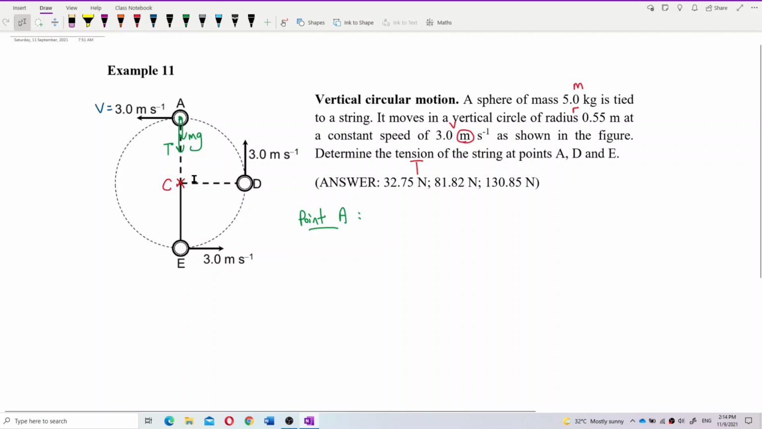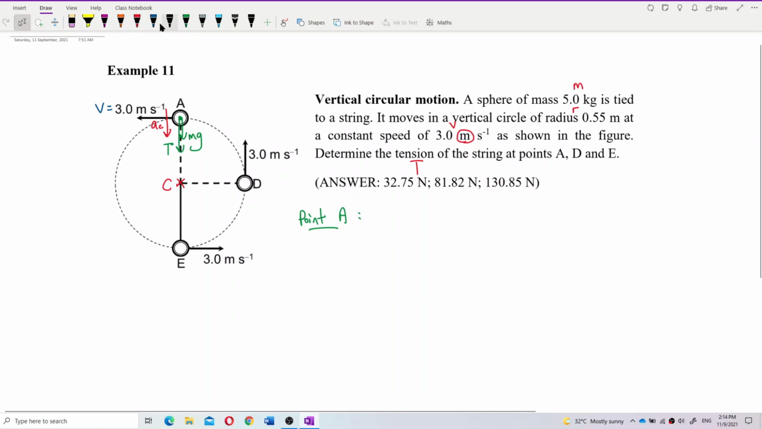Now the center of the circle is below point A, so the centripetal acceleration should be directly downward. This is the centripetal acceleration. Why downward? Because the direction is towards the center of the circle.